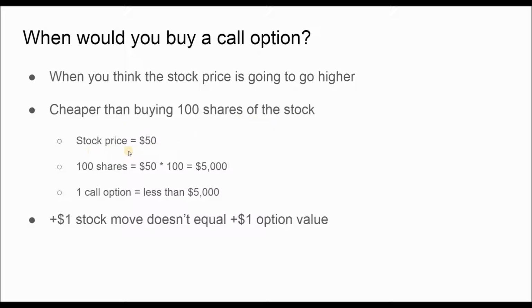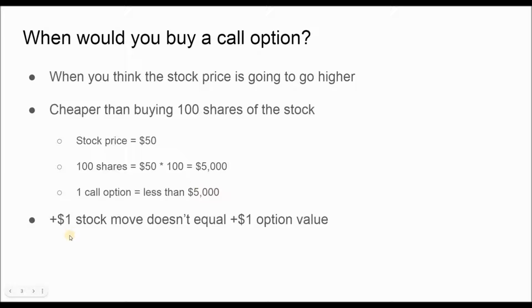So for example, if the stock price is currently $50, 100 shares would be $50 times 100 or cost you $5,000. Whereas buying one call option would be less than $5,000. A lot of the time, depending on what kind of call option you buy, it could be significantly lower than buying 100 shares of the stock.